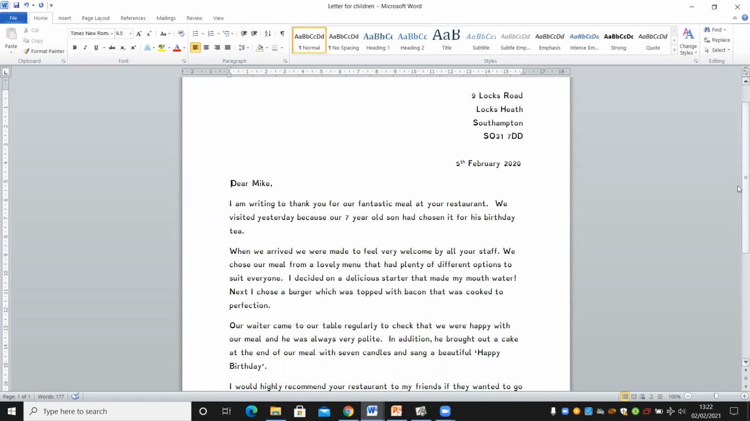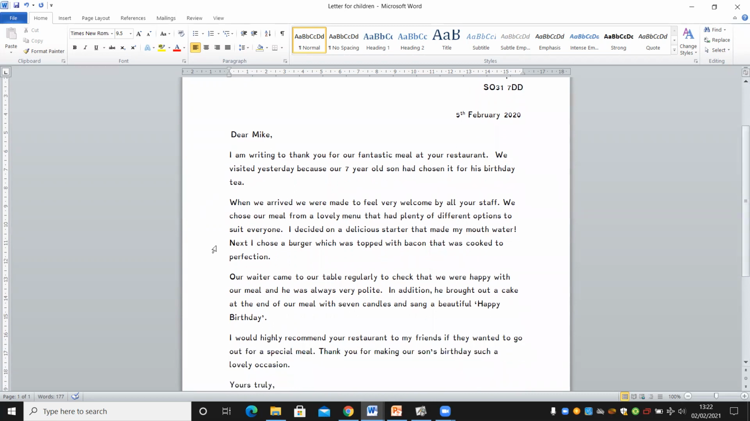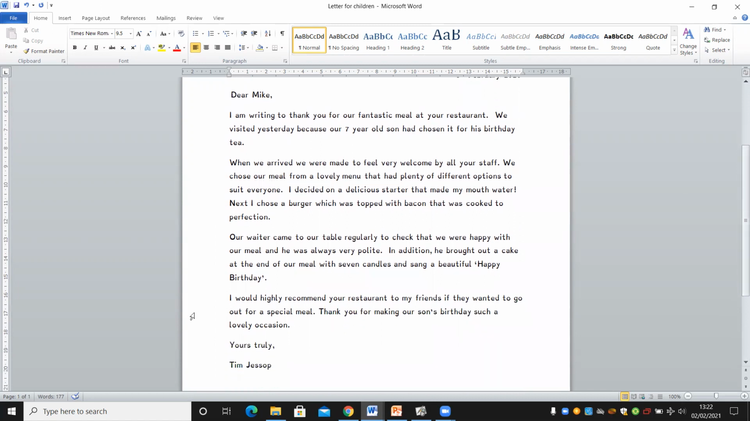And then we have the main paragraphs, the main body of the letter, which explains more about the reason why somebody was clearly impressed with their meal. And then finally we have the conclusion. So for example, here again we reiterate the thank you, as in thank you for making our son's birthday such a lovely occasion. And then lastly we have a signature. Because it's an informal letter, we can write Yours truly, or Love if it's somebody really close to us. And then we write our name.